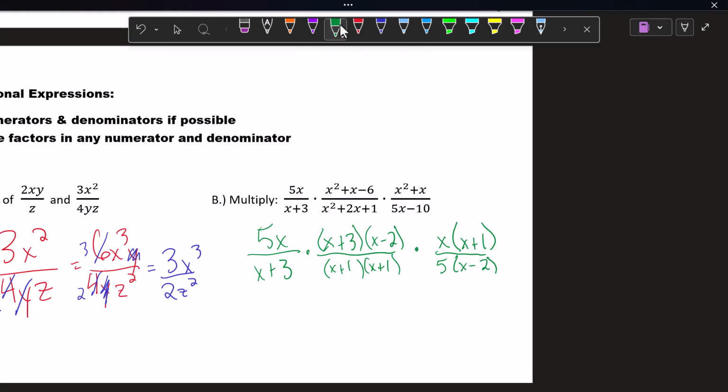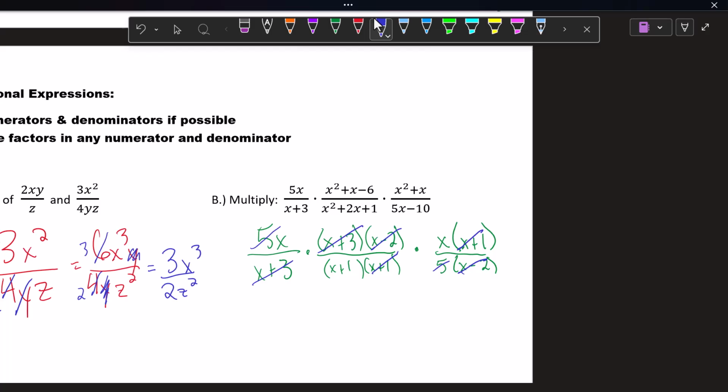So it doesn't ask for the excluded values here, so we don't need to give them. So the x minus 2's cancel out. So they don't have to be in the same fraction to cancel out. Just one has to be in a numerator, one has to be in a denominator. One of the x plus 1's cancel out. The x plus 3's cancel out. The 5's cancel out.